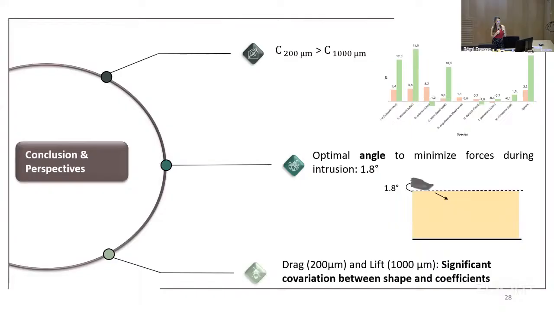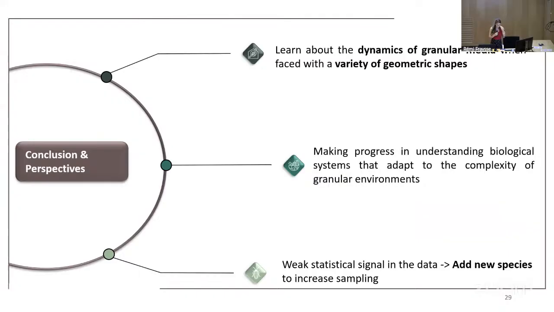So to summarize, the coefficients for lift and drag are higher in the smaller grain. We have an optimal angle at 1.8 degrees that minimizes the forces during burrowing. And we found a correlation between pronotum shape and forces, suggesting a link between morphology and burrowing efficiency. So this helps us better understand how granular media behave with more complex shapes and how biological systems adapt to this environment. And next, I will add more species to improve the robustness of the dataset, because it's just 8 species, and the analysis. Thank you for your attention.